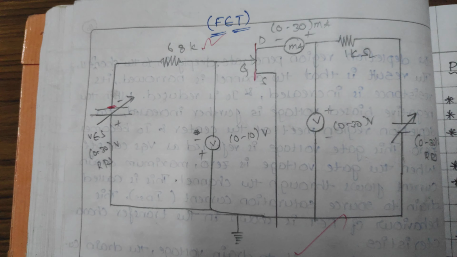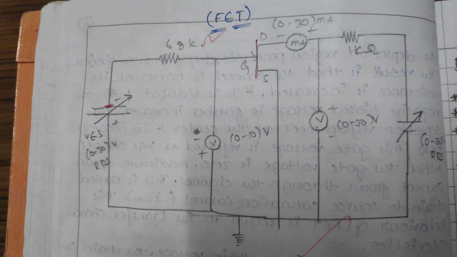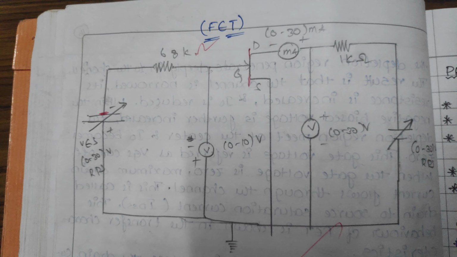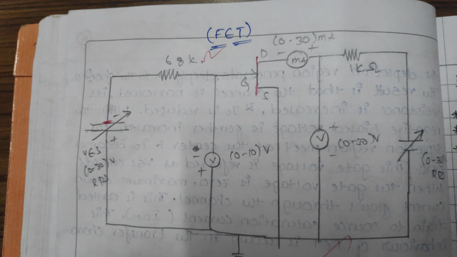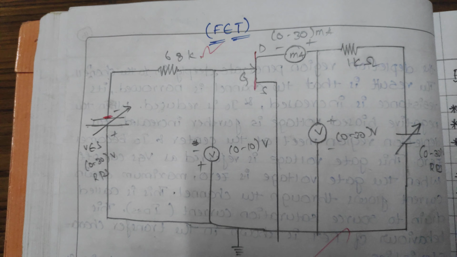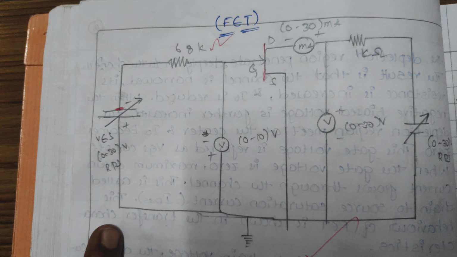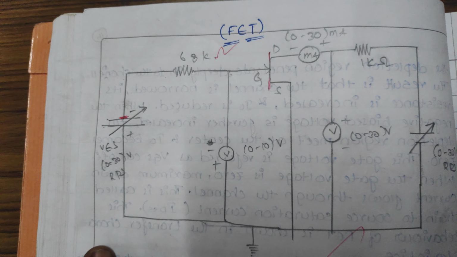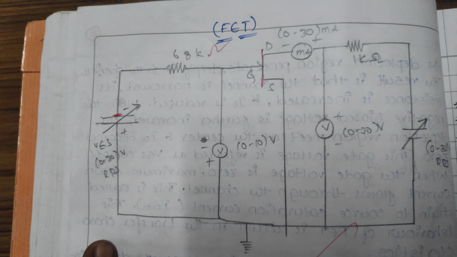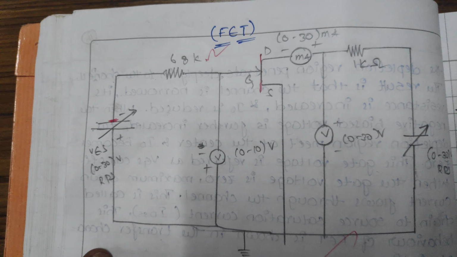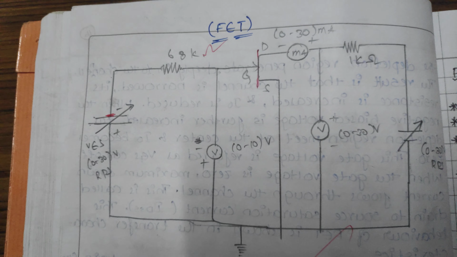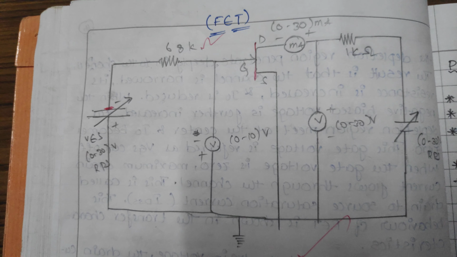The next experiment is drain characteristics and transfer characteristics of field effect transistor, that is FET. This is the circuit diagram of the experiment. Connect the circuit as per the circuit connections on the breadboard. How to identify the terminals of FET?